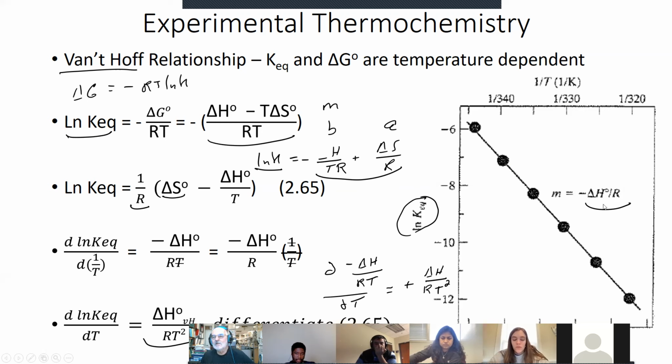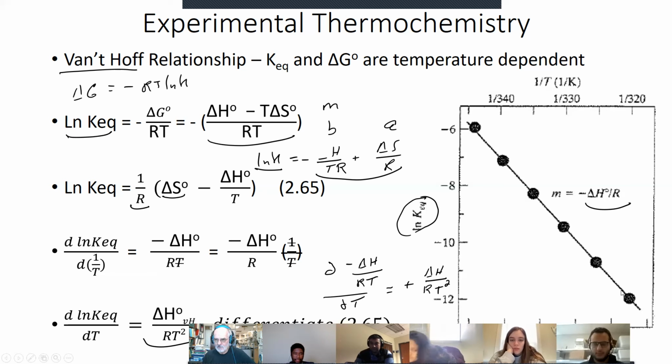It is true that if you get a straight line, then this is probably a two-state process. There's nothing more complicated going on. It is probable that the enthalpy is not temperature dependent. The enthalpy can be temperature dependent, and in fact, it often is temperature dependent. We'll talk about that in some detail. And so this is one way of getting enthalpy. As I say, we call this the Van Hoff enthalpy.